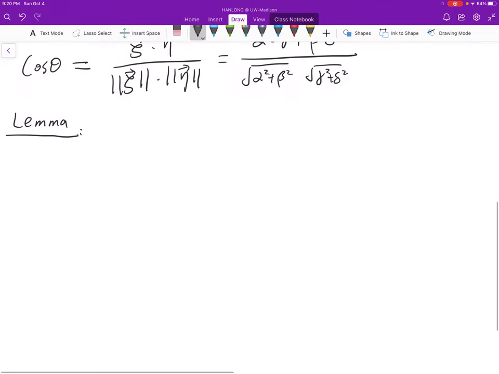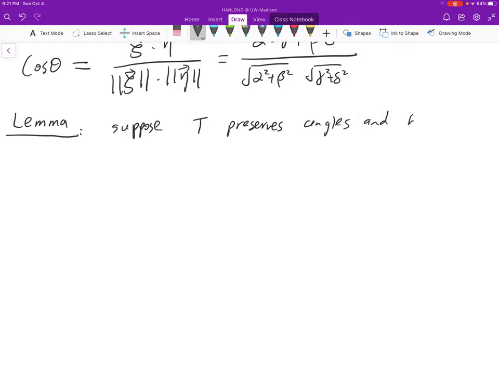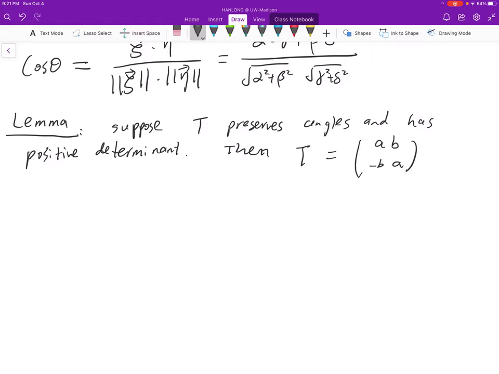Okay. Now, our first lemma is, suppose T preserves angles and has positive determinant, then T cannot be arbitrary. T has the form A, B, negative B, A. And to avoid the trivial case, we assume A squared plus B squared is positive. So here A, B are real numbers.